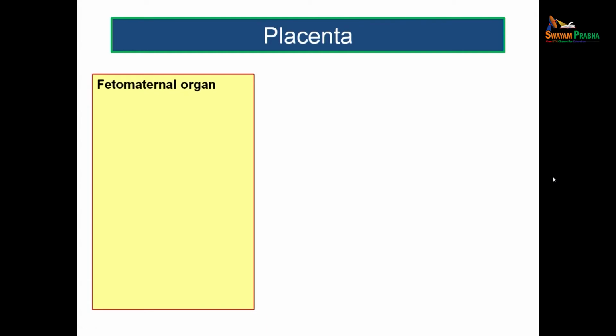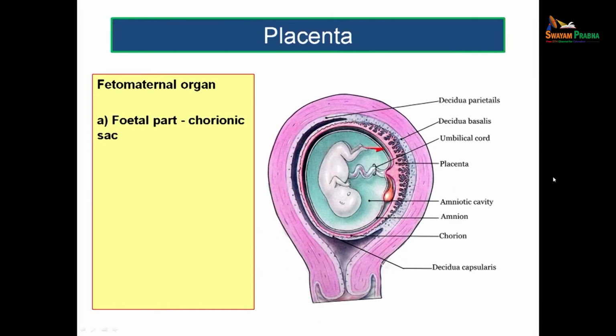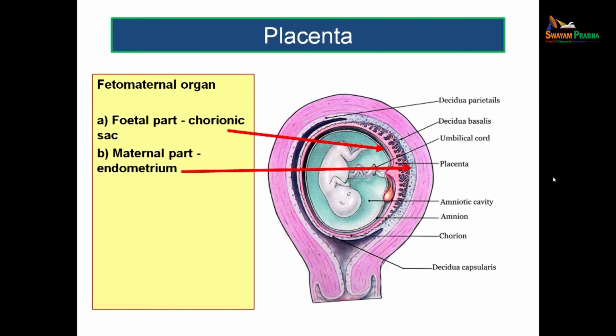So, let us see what we mean by placenta. Placenta is considered a feto-maternal organ. Feto-maternal organ means the structure which connects the fetus with the mother. As the word implies, there will be a fetal part, that is a part of the chorionic sac, and there will be a maternal part that belongs to the endometrium. So, this is the endometrium. This region of the placenta will be the maternal part, and this region belongs to the fetal portion, which is actually a part of the chorionic sac.